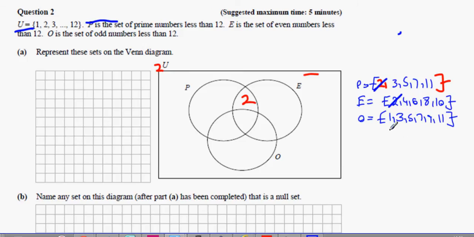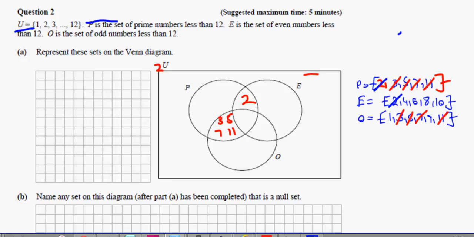What do P and O have in common? Well, they have the number 3 in common. They have the number 5 in common. They have the number 7 in common. And they also have the number 11 in common. So this is going to be 3, 5, 7 and 11.